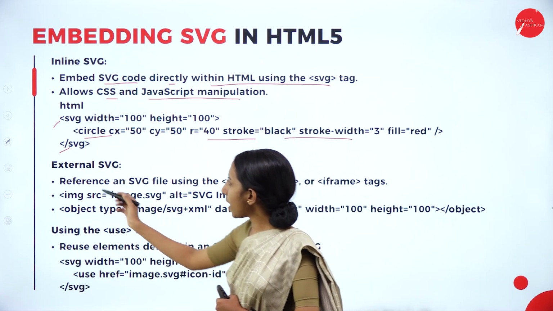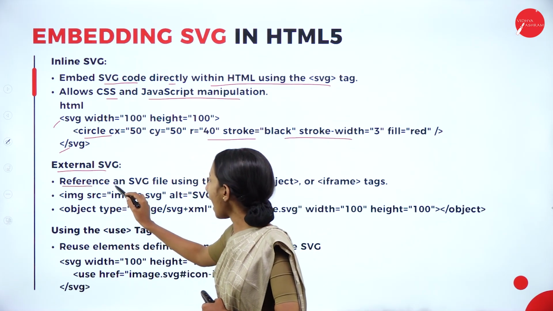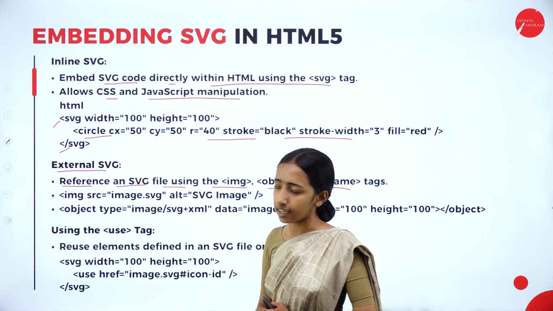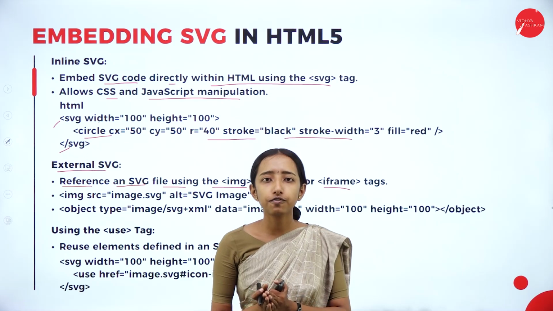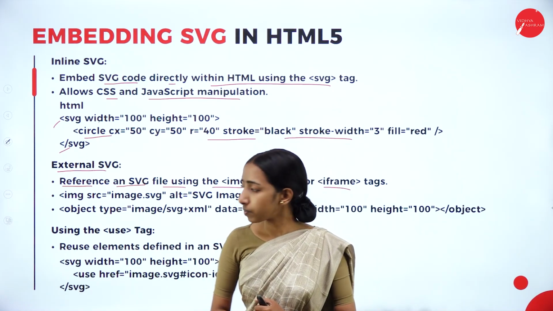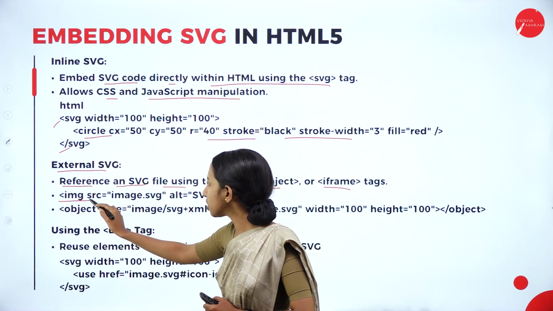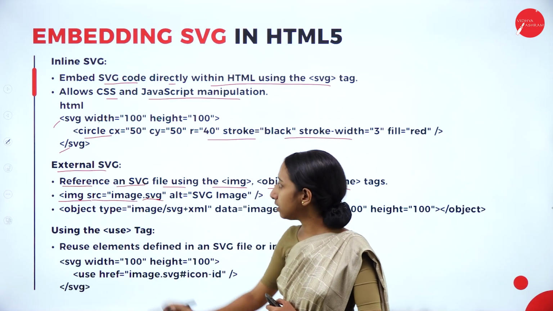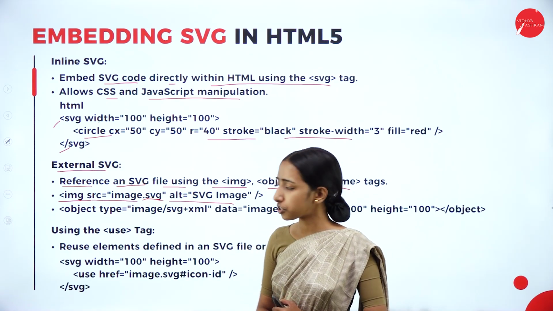So next we have the external SVG. It references an SVG file using the image, object, or iframe tags. So here this is mainly external. We will be using the SVG file as an external file with these tags like image, object, or iframe. Next, for example, you can see the image tag. I have taken image source image.svg. So here we are using the external SVG, and here the alt is SVG image.